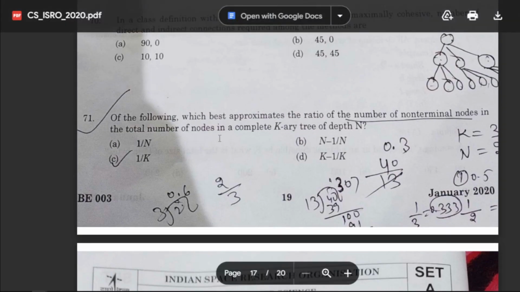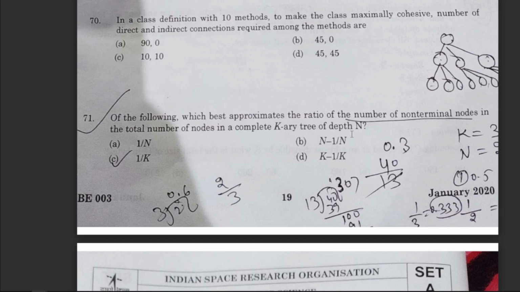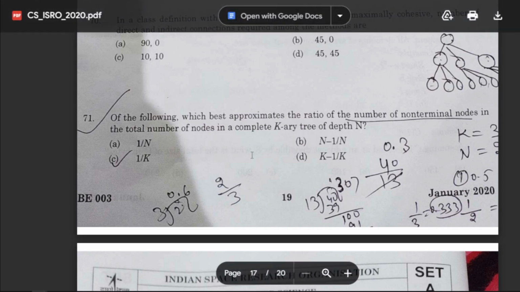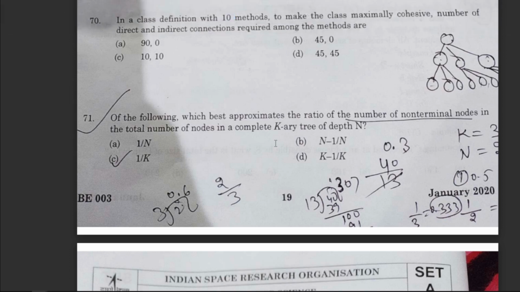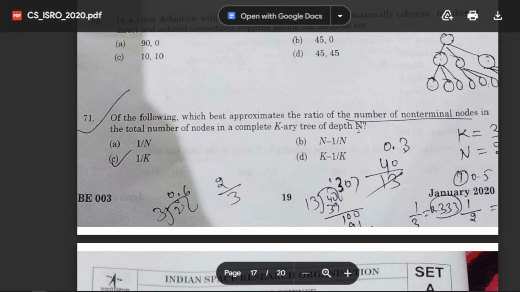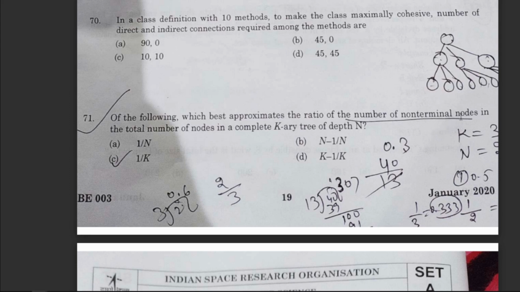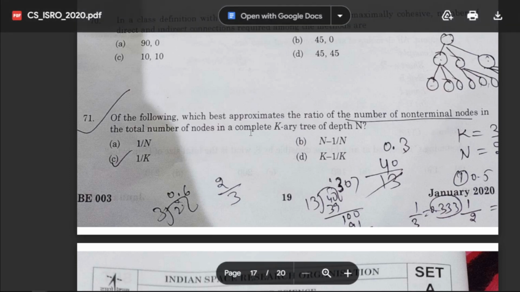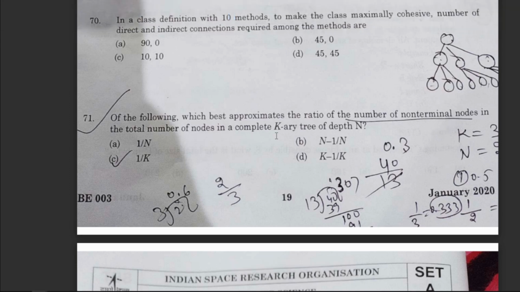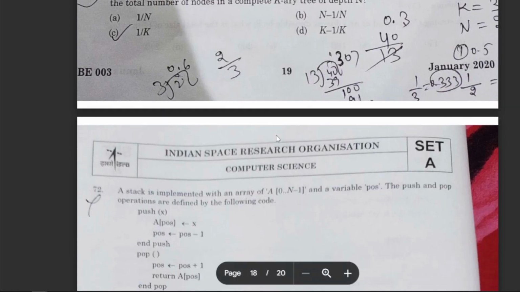71: which of the following best approximates the ratio of the number of non-terminal nodes to the total number of nodes in a complete k-ary tree of depth n? The answer for 71 is 1 by k. So 1 by k is the best approximate ratio of the number of non-terminal nodes to the total number of nodes in a complete k-ary tree of depth n.